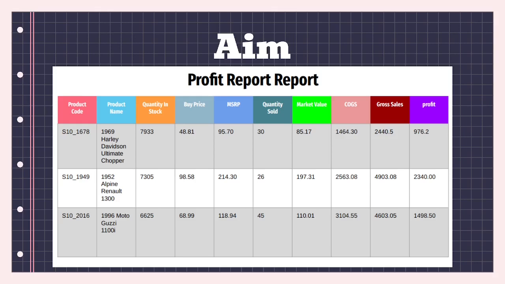Okay, so you might look at this table and be confused. What is COGS? What is market value? What is MSRP? One of the most important skills as a data scientist or data analyst is to understand the logic or the business understanding of the field in which you're working. If you're working for a company, you need to understand the company terminology and the business logic used in the business.